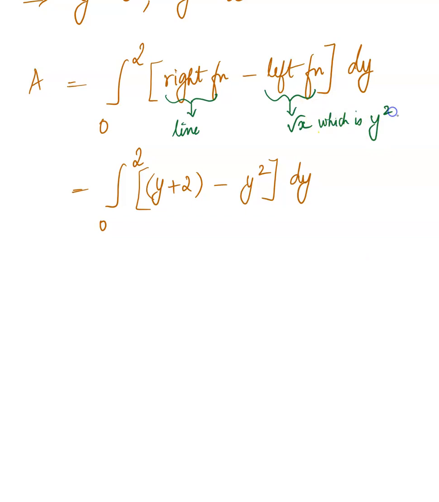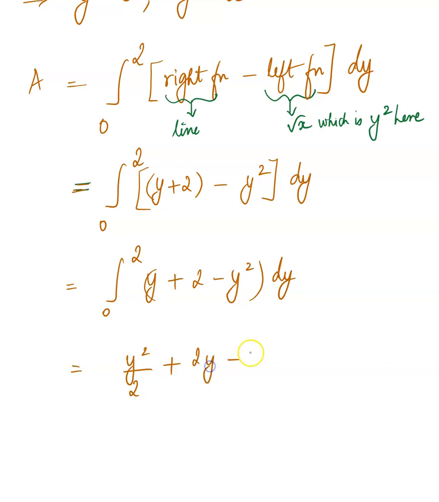Which is y squared here. Okay, that's better. Y plus 2 minus y squared dy, then it's regular integration: y squared over 2 plus 2y minus y cubed over 3, and limits of integration 0 to 2.